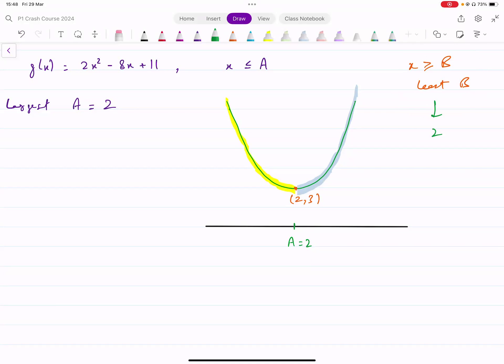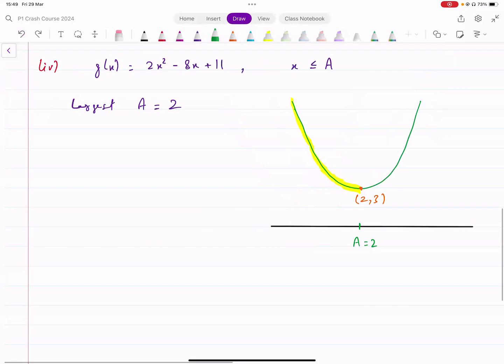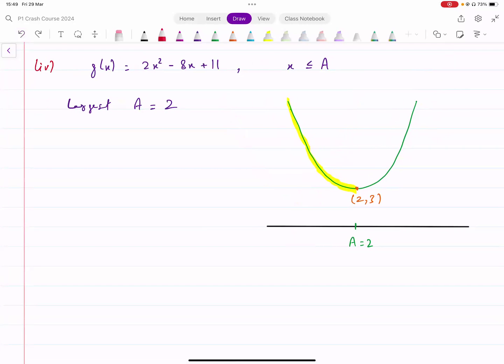So generally, when they ask you for the largest value of x or the smallest value of x such that a function remains one-to-one, generally that value of x is going to be the x-coordinate of the turning point, and that's the logic of this. So now when you get such questions, you can just write the x-coordinate of the turning point directly, but this is the logic behind all of that. Is that okay?